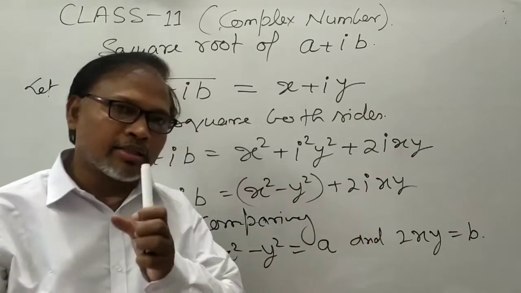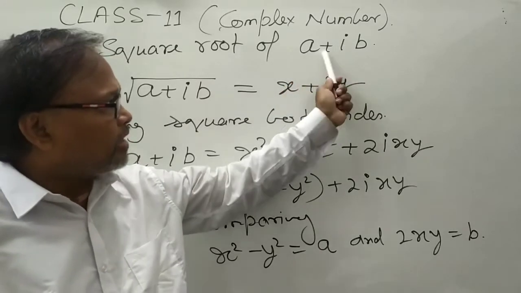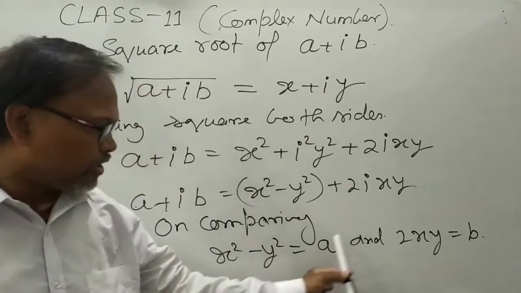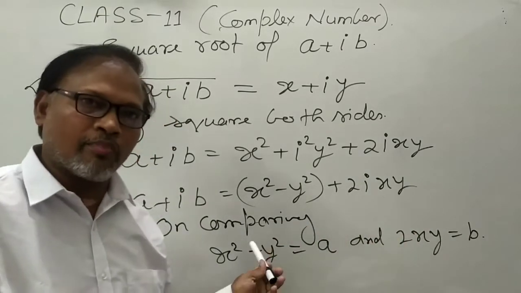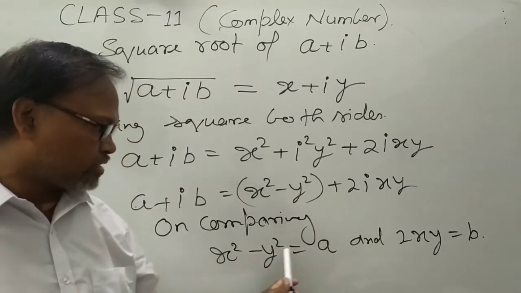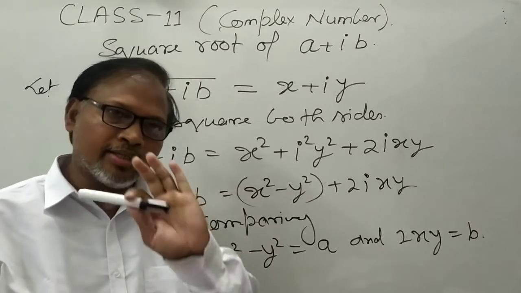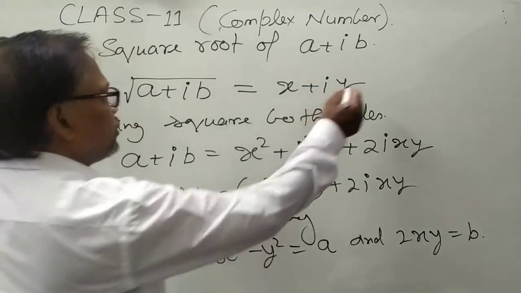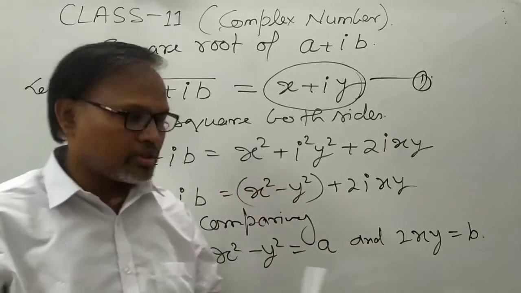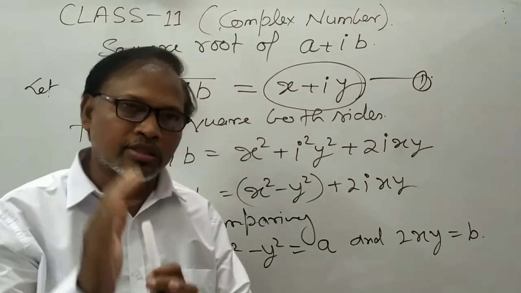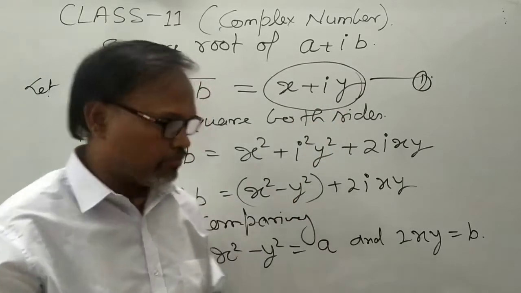If a and b are real numbers, for example 2 plus 3i, 5 plus 6i, 5 minus 6i, anything, then in place of a and b you will get the digits. Can you solve these two equations, x square minus y square is equal to a and 2xy is equal to b? Yes, you can. And after finding x and y, you will put them in equation 1. This is the square root of the complex number. Suppose you are getting x is equal to 2 and y is equal to 3, so 2 plus 3i is the square root of the complex number.